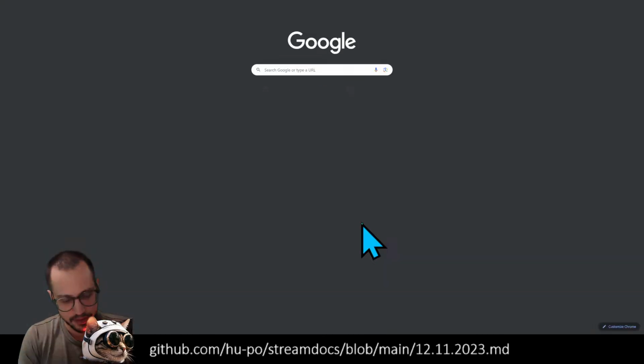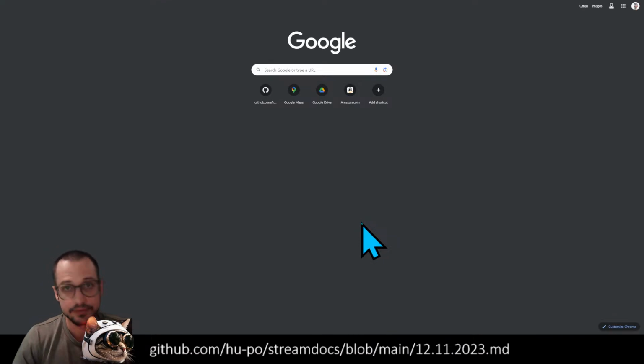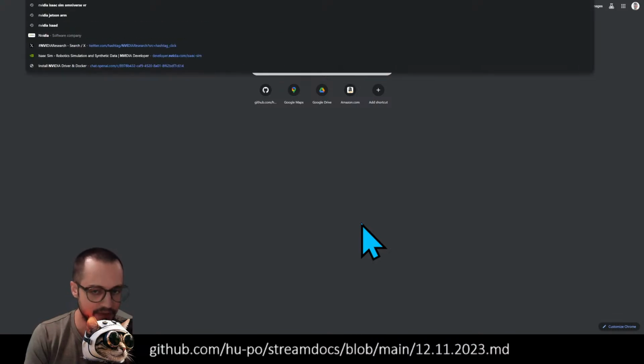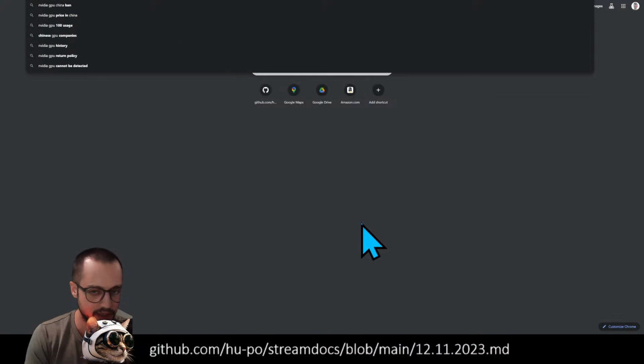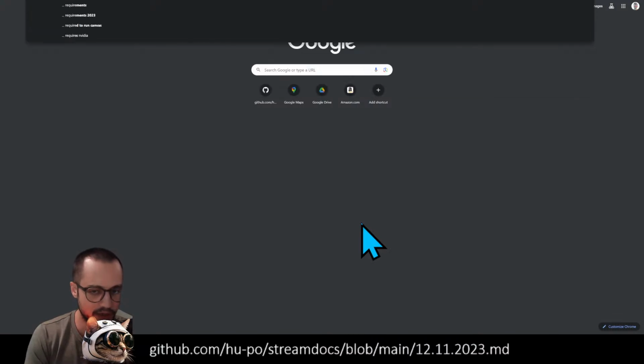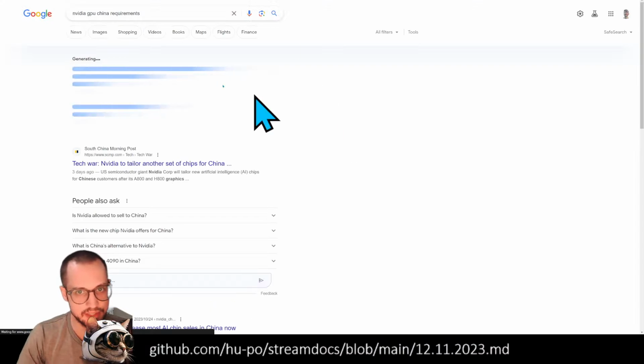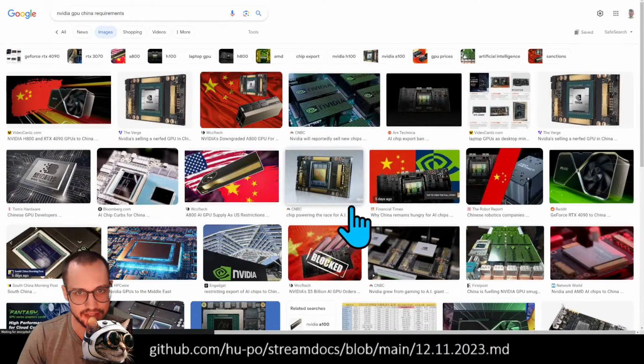I'm trying to think about the exact wording I need to type. NVIDIA GPU China requirements or something like that. Let me see if I can find this plot. If I find it, it's going to be crazy.